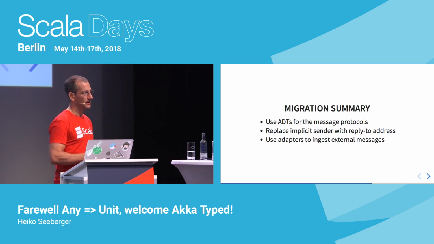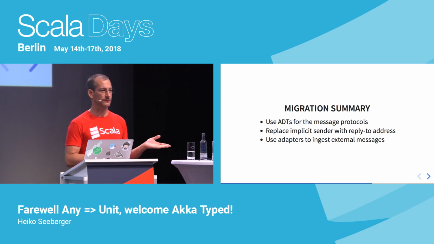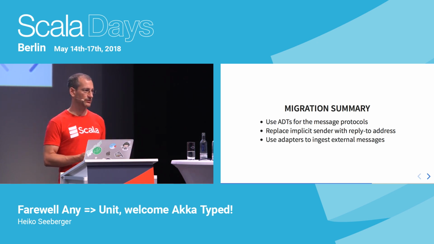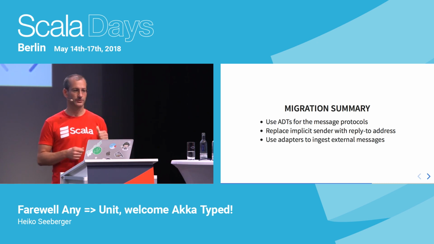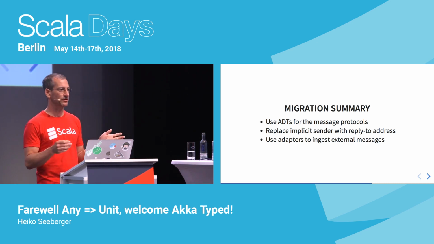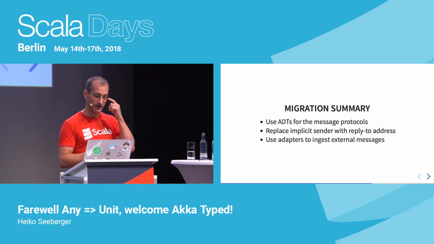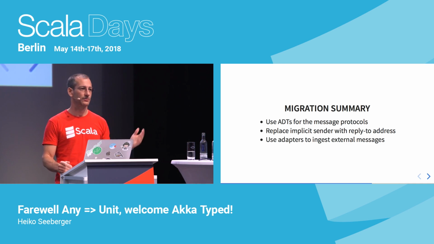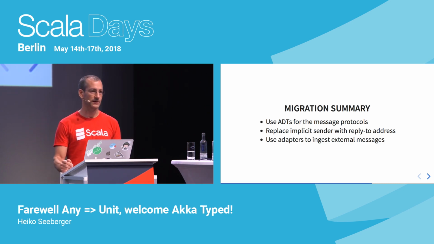Okay, so if you want to migrate from untyped to typed, you have to keep in mind 2 or 3 important things. So first, you should use ADTs for the message protocol. So you have to define your sealed trait Command, or call it Message if you prefer that, or anything. So yeah, use an ADT so the compiler then can help you, telling you, okay, your match is not exhaustive. You have to add this or that command to your match.